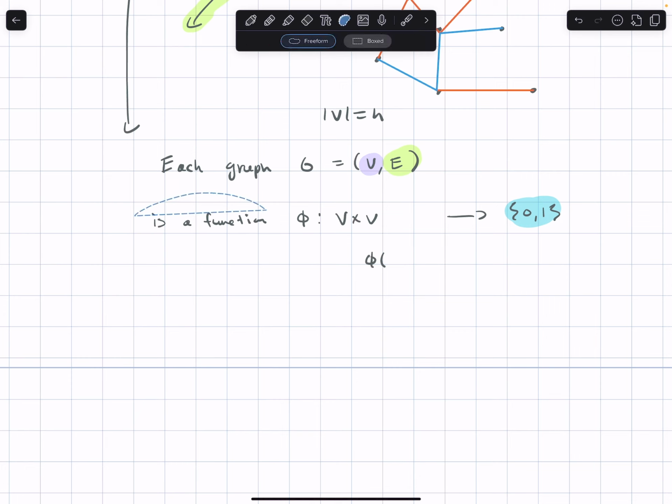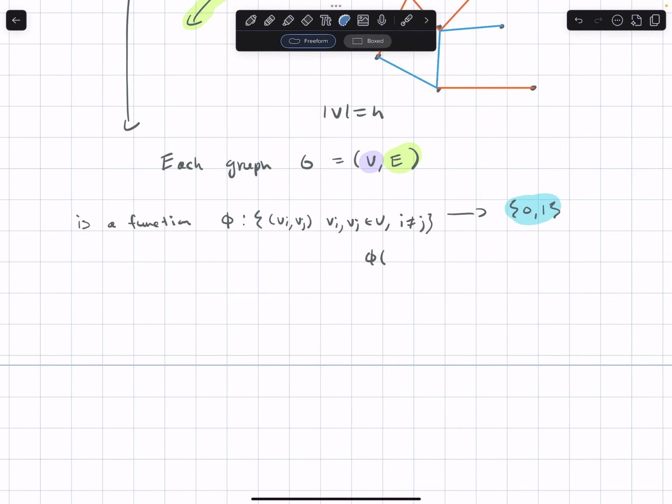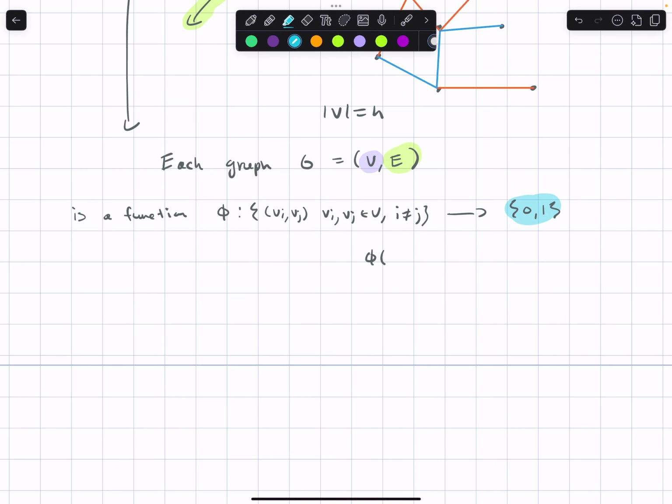Actually, I should be even more precise about this. It should be from the set of ordered pairs (VI, VJ) such that VI and VJ are in V and I is not equal to J, because we're not thinking about connecting vertices to themselves. So it's not strictly V cross V. It's this subset of V cross V, the Cartesian product of V with itself, where we take the set of pairs of distinct elements of V, and we're mapping them to 0 and 1.